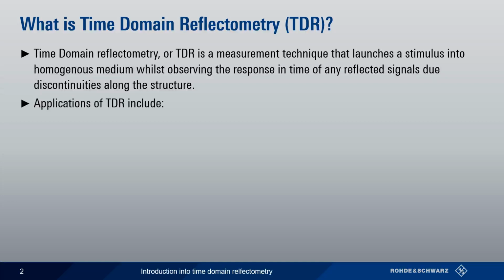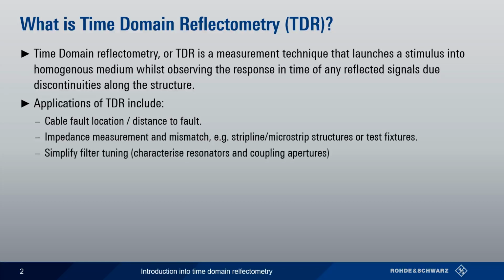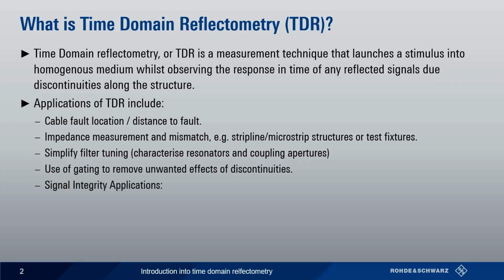Applications of TDR include cable fault location, or more commonly known as distance to fault, and direct impedance or mismatch measurements, for example on stripline, microstrip structures or even test fixtures. TDR allows us to simplify filter tuning by characterizing the resonators and coupling apertures within the filter structure. And we can also use time domain gating to remove any unwanted effects due to discontinuities within our structure.